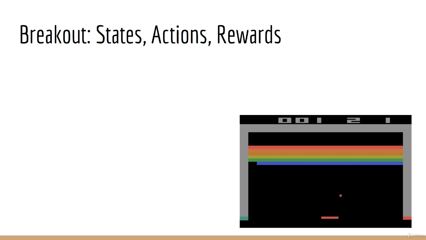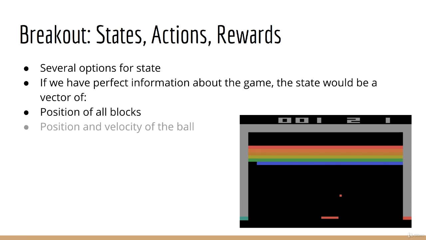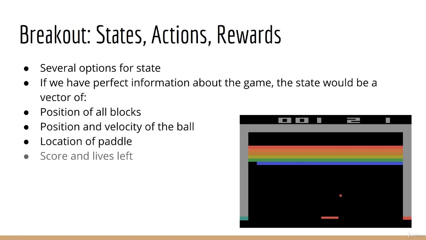Since I love examples, here's one more. Imagine again the game Breakout. In this case, we actually have several options for the state. For example, we may have perfect information about the game. We could be told the exact positions of all the blocks. We could be told the position and velocity of the ball. We could be told the location of our paddle. And we could be told our current score and the number of lives we have left. Although I think you'll find that most reinforcement learning applications do not make use of such information.